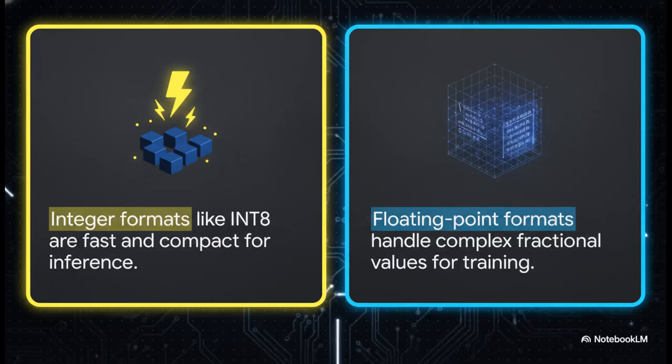So let's talk about precision support, because it's vital. Precision just dictates how numbers are represented inside the GPU. Integer formats like INT8 and INT4 are beautifully compact. They take up practically no memory and run amazingly fast, which makes them perfect for efficient model inference. On the flip side, you have floating point formats like FP16, FP32, or FP64. These handle the complex fractional values and the much wider ranges you need for deep model training and scientific simulations.